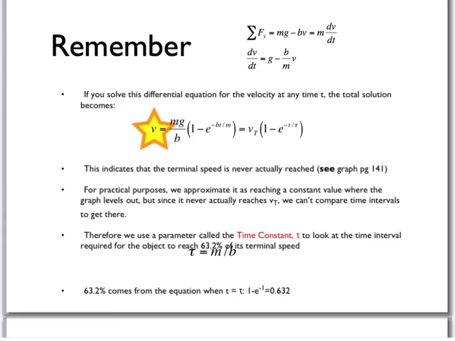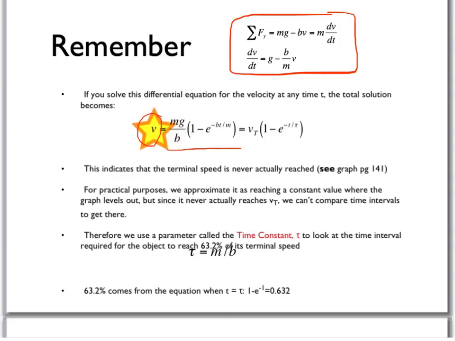Now, let's go back to that differential equation. Remember this thing? If you solve this differential equation, which I'm not going to show you how to solve just yet, I will show you one means of solving differential equations later on in the class, but if you were to solve this, you would find that the solution for the velocity v at any time t is equal to this expression that we have here, mg over b multiplied by the quantity 1 minus e to the negative bt over m.